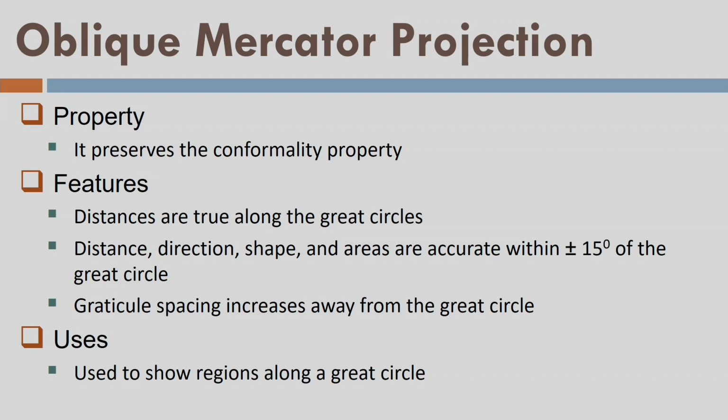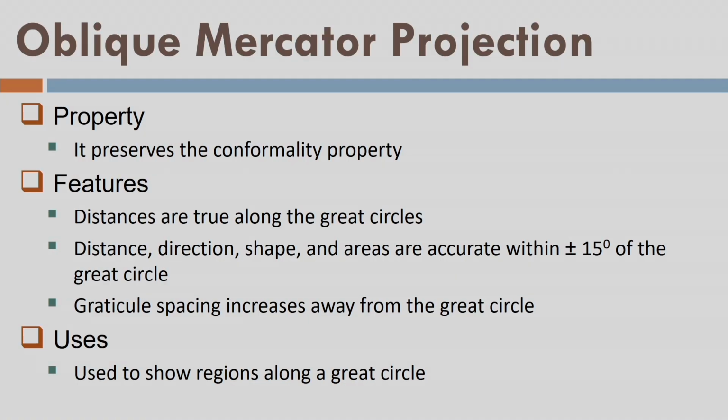Yes. Now you can imagine the 3 cylindrical projections: one is Mercator, then transverse Mercator and this oblique Mercator. They are more or less similar, but the only difference is they have different orientations. And what is the use? Used to show regions along a great circle. That means a certain country or certain area which is lying across a great circle, not across a certain meridian. Then we will use oblique Mercator projection for the region or area.